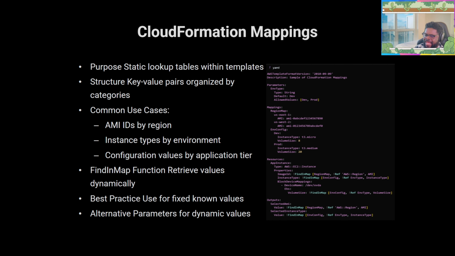For example, AMI IDs by region, instance type by environment. Maybe you have instances, and you can say for prod you can only use this instance. For dev you can use this instance. You can create a mapping for that, right? Configuration values by application tier if you wanted to keep that kind of thing, right? For the most part, you use find the map to fetch that value out.